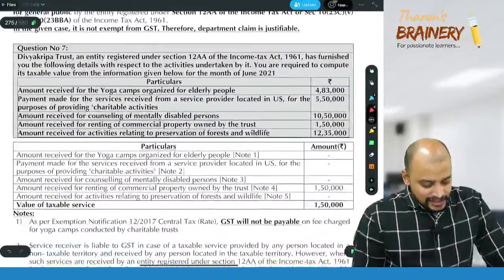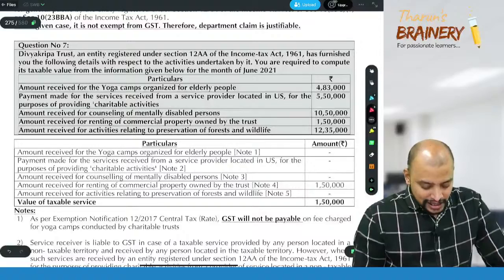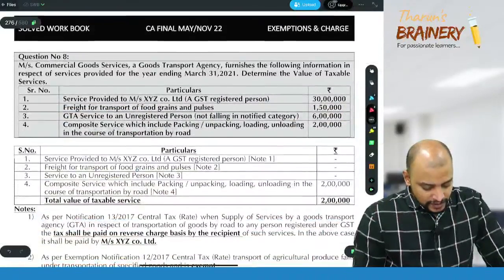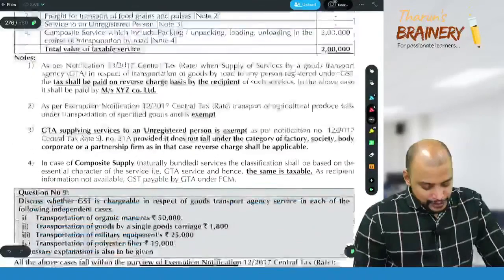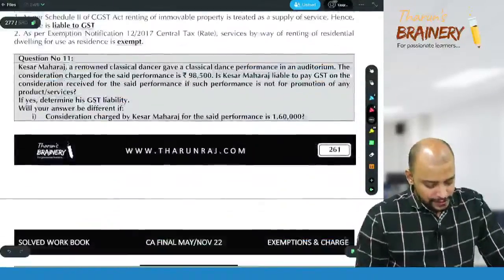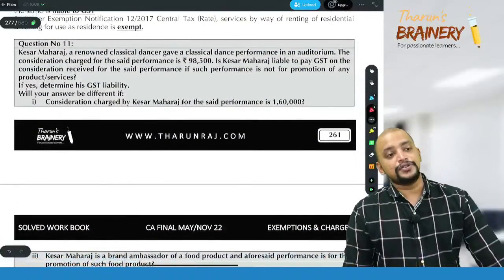Then next, question number 7 you try. Question number 8 also, 9 also, 10 also, then 11. 11 you see.